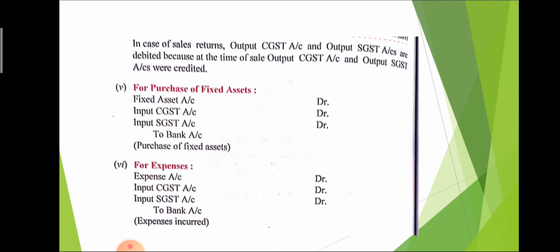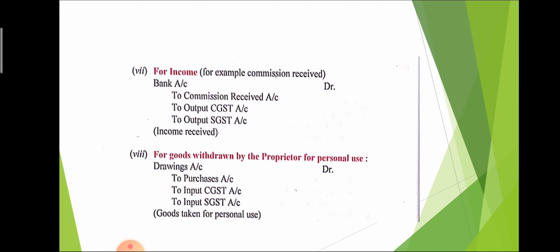For expenses, always consider input GST. Where our money goes out of the business, there we charge or calculate input GST. For income, we charge output GST. So if commission is received, that is income. In that case, cash comes into the business, so bank account debit to commission received, because that is income, and income will always be credited. That we already discussed in the previous chapter. And where there is income, there we charge output CGST and output SGST.